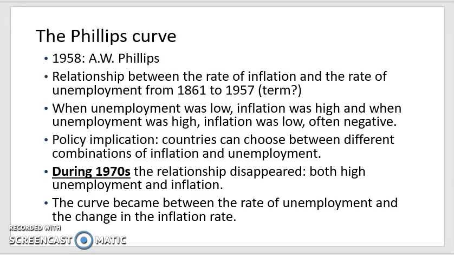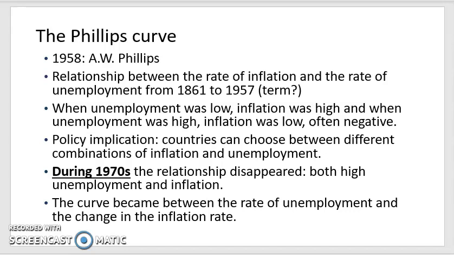So the Phillips curve was introduced by A.W. Phillips in 1958. A.W. Phillips drew a diagram plotting the rate of inflation against the rate of unemployment in the United Kingdom for each year from 1861 to 1957. He found clear evidence of a negative relationship between inflation and unemployment. So this means that when unemployment was low, inflation was high, and when unemployment was high, inflation was low or often negative.